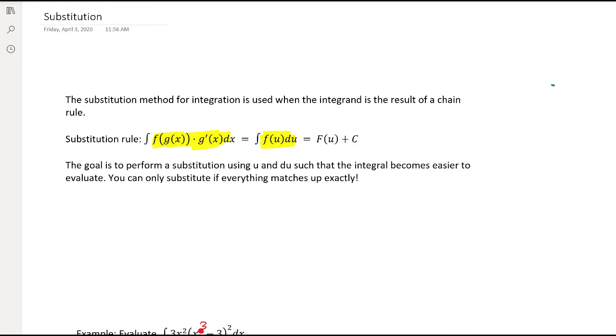All right, so the goal is to perform a substitution using u and du such that the integral becomes easier to evaluate. You can only substitute if everything matches up exactly. That's a very important part that you get out of this, okay? So this is what's going to happen, folks. We're going to do a bunch of examples. Do not be frustrated. I do not expect you to understand this after maybe the first couple examples, but towards the end of the video, I'm hoping that you guys will see the pattern. All right, here we go.